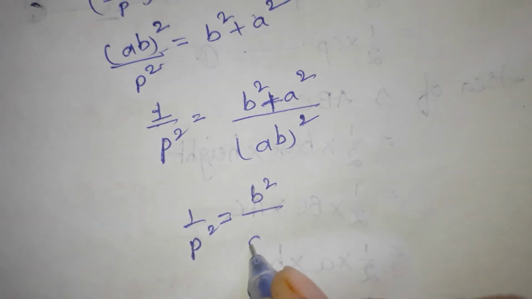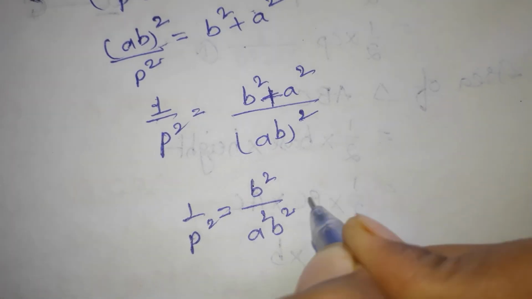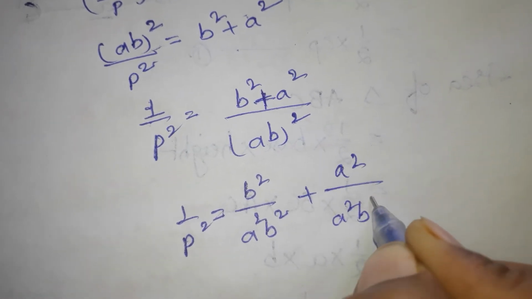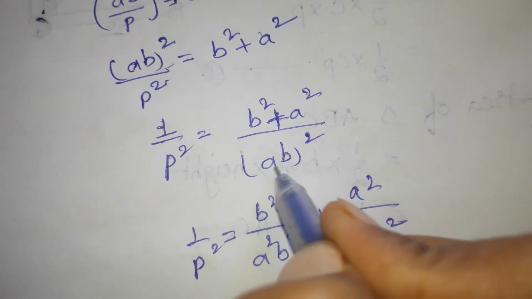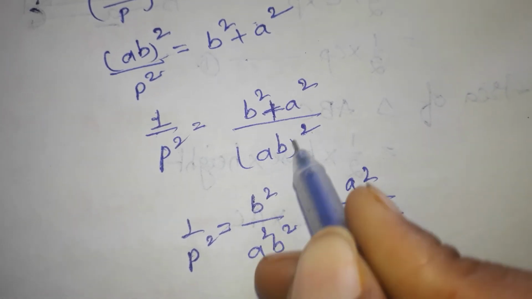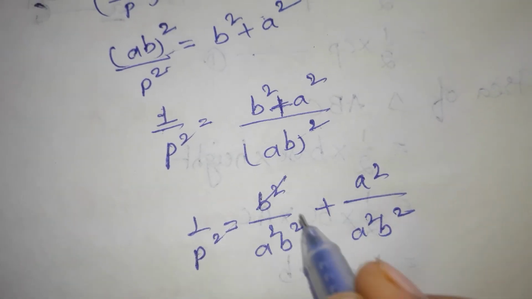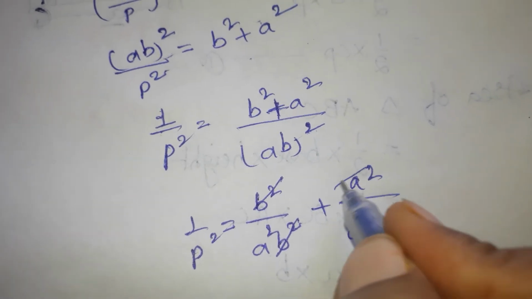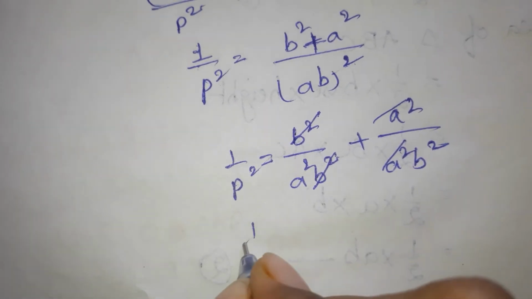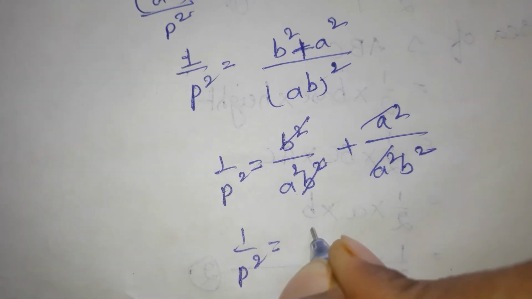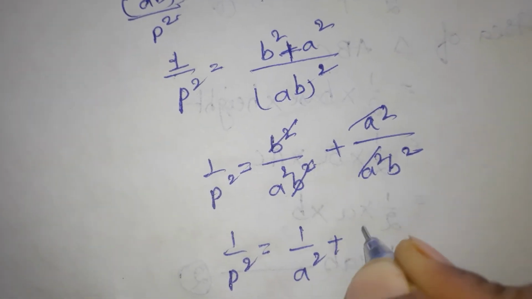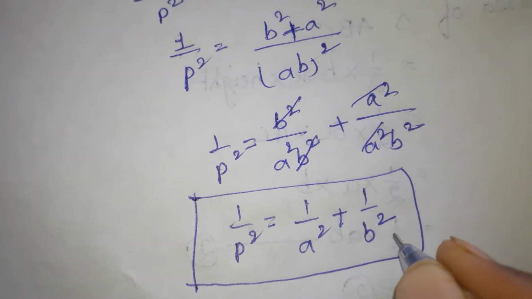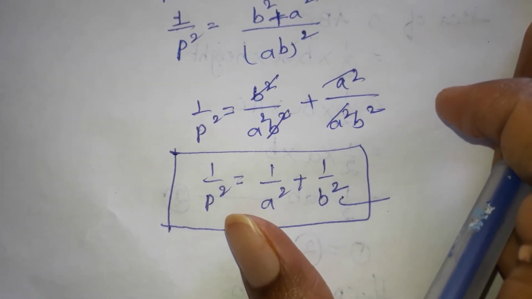B square by A square B square plus A square by A square B square. Now the square is for both, so I am writing it as A square and B square, right? B square gets cancelled and A square will be cancelled. So 1 by P square is equals to 1 by A square plus 1 by B square. Hence proved the second one also. Practice it and post in the group.